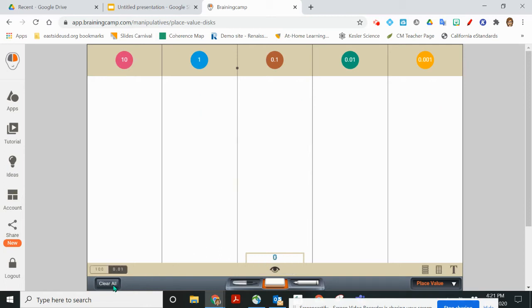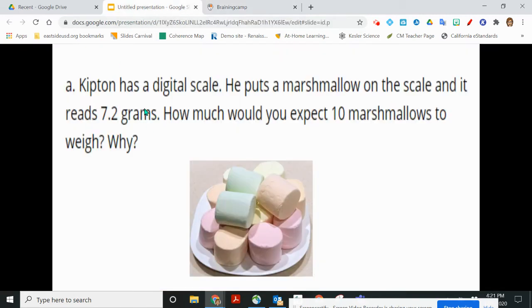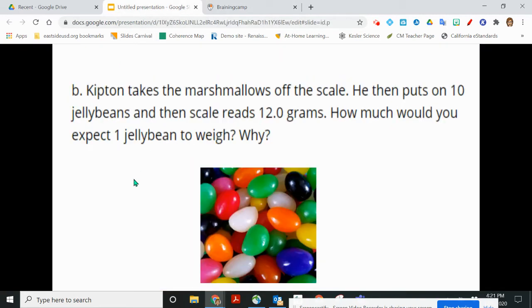Now let's model with division. Here's a second task. Kipton takes the marshmallows off the scale. He then puts on 10 jelly beans, and the scale reads 12 grams. How much would you expect one jelly bean to weigh, and why?